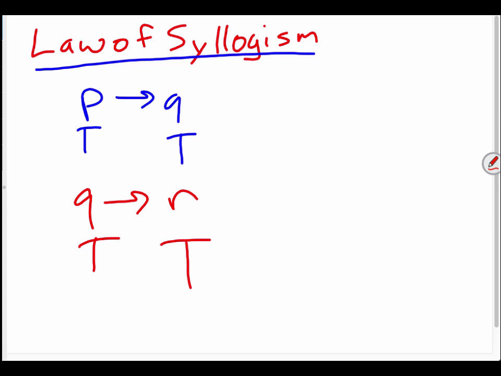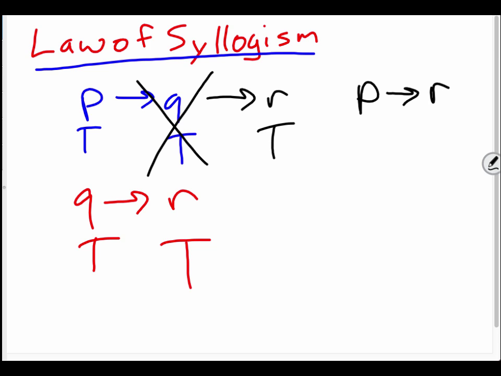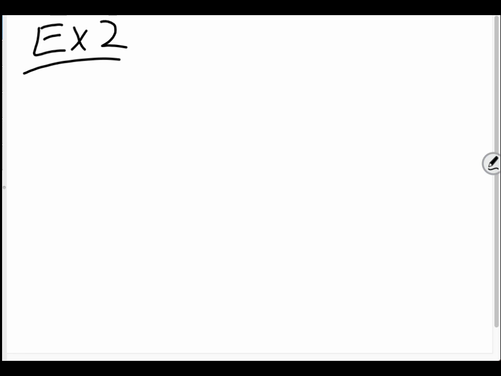Now, the law of syllogism is this. If P is true, and that implies that Q is true, and Q implies that R is true, we could just skip all this stuff, skip the middleman, and just say that P implies R. Now this only works if it's true, true, true. If I have a false statement in there, then it doesn't work. So you might say to yourself, Mr. Adams, what does all this mean? Well, let's see this in practice, okay?